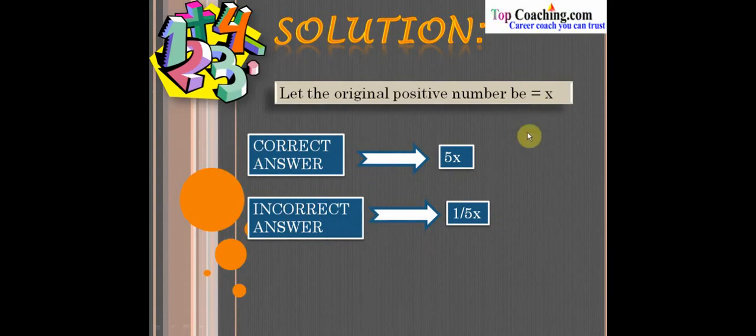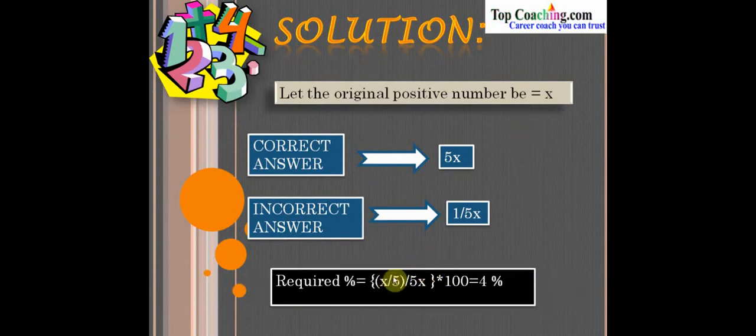So the required percentage is equal to x by 5 divided by 5x into 100. x and x get cancelled, and what we get is 100 divided by 25, which is equal to 4%. So the incorrect answer with respect to the correct answer in terms of percentage is equal to 4%.